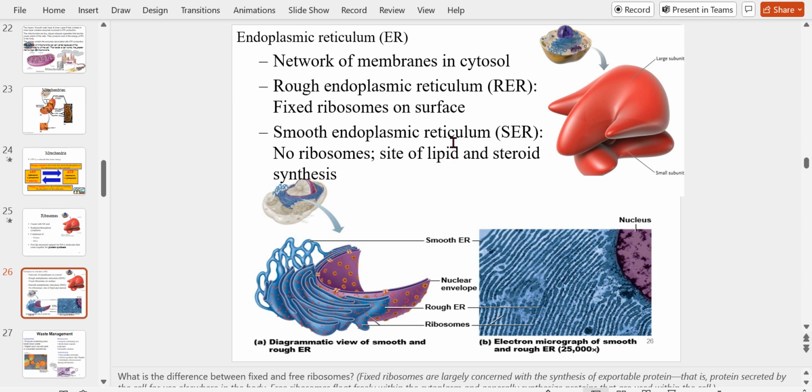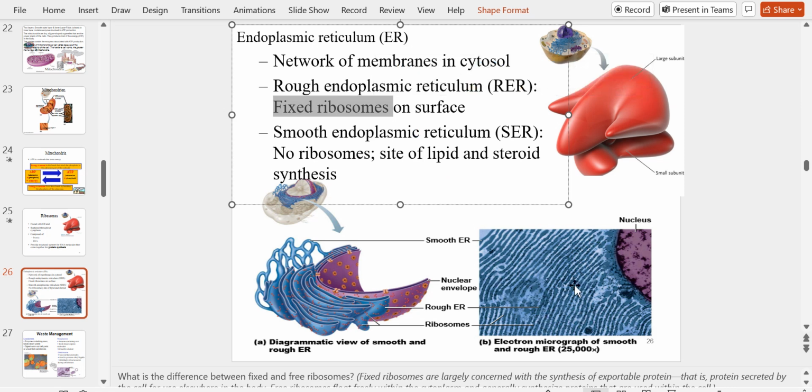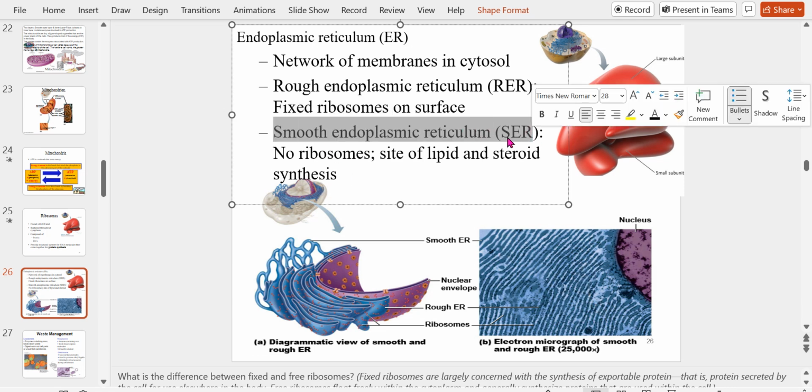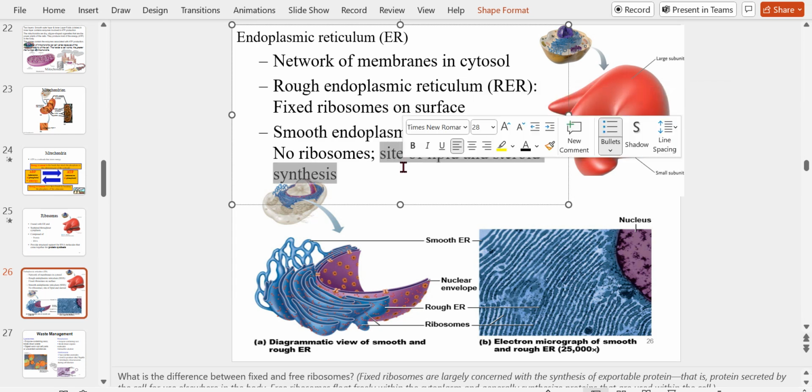Endoplasmic reticulum is a network of membranes in the cytosol. There's the rough ER, which has fixed ribosomes on the surface. You'll see it's not just membranes; if you zoom in, you can see little ribosomal complexes all studded in here. Smooth ER has no ribosomes. This is the site of lipid and steroid synthesis. So rough ER is involved in protein synthesis, and smooth ER is involved in fat and steroid synthesis.